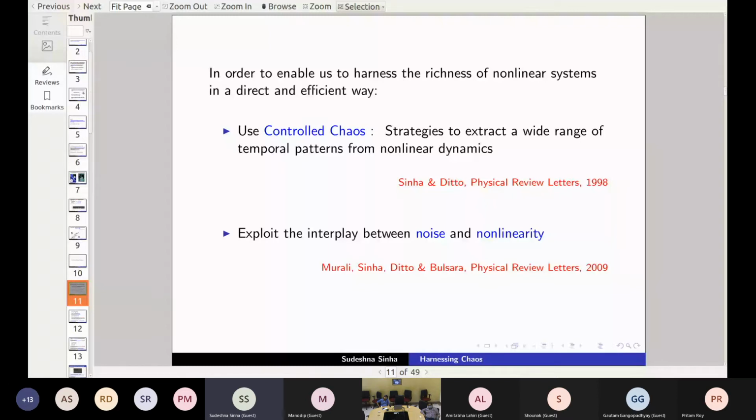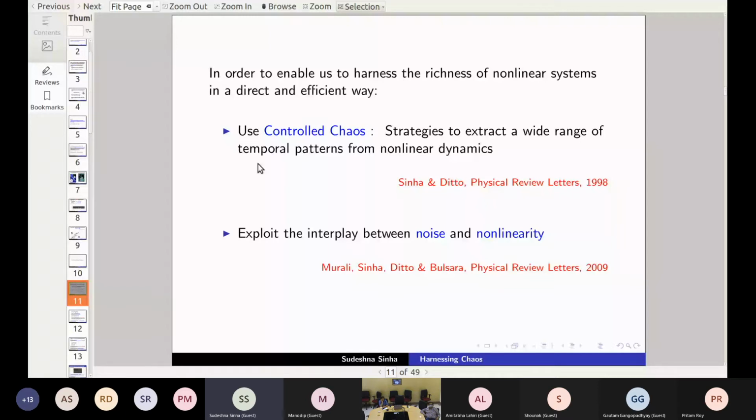So what would I try? I would try in this to extract a wide range of patterns from the nonlinear dynamics. I know that all the patterns are sitting in there, but I want to give you a strategy to extract it from there. I've just put the first two papers in there. There's lots after that, but these are the ones where the idea was first there. So I have put them there.